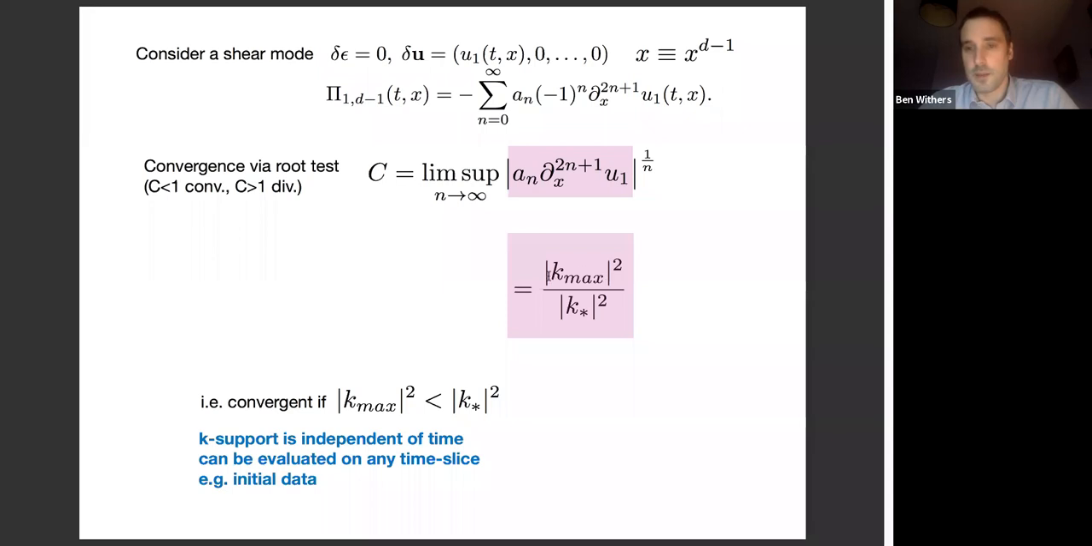And so if the limit of support in momentum space is lower than the branch point location, is smaller than that, then this current converges. And if it's greater than that, this current does not converge.